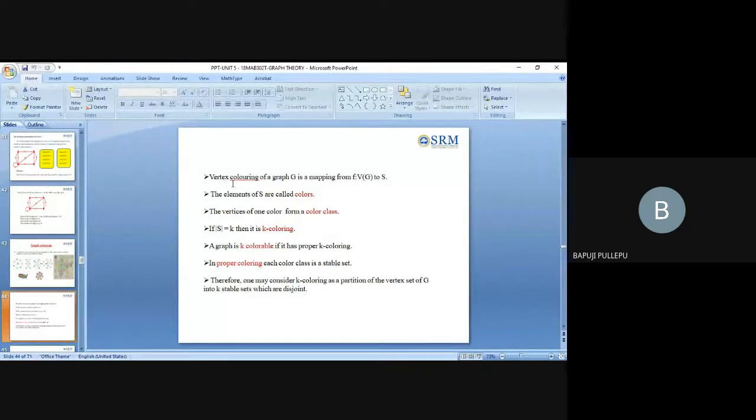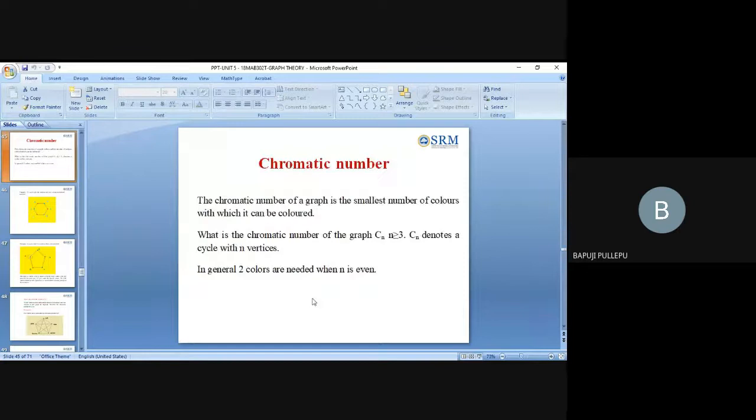Vertex coloring of a graph G is a mapping from V of G to S. The elements of S are called colors. The vertices of one color form a color class. If the size of S is equal to K, then it is a K-coloring. A graph is K-colorable if it has a proper K-coloring. In a proper coloring, each color class is a stable set. Therefore, one may consider a K-coloring as a partition of the vertex set of G into K disjoint stable sets. You can read these properties. Okay, I can stop here.